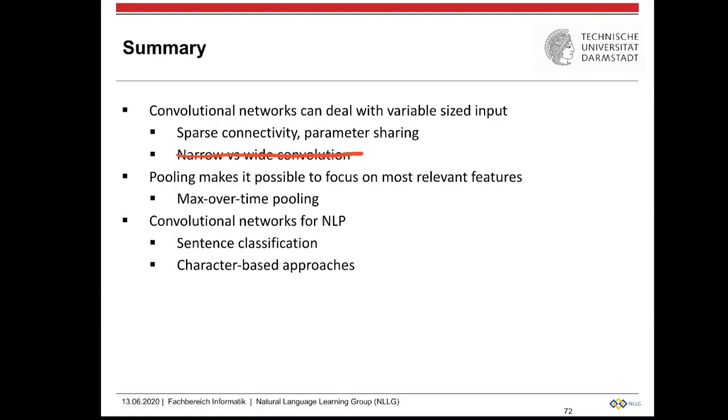Let's look at the summary of this lecture. In this lecture, we talked about convolutional networks, which can deal with variable-sized input, but in practice, we usually use padding to make our sentences the same length because we expect faster computations based on matrices. We also learned two properties of convolutional networks, so-called sparse connectivity and parameter sharing. We also learned the pooling operations, which can extract the most relevant and prominent predictors. And we learned some NLP applications to which we can apply convolutional networks.